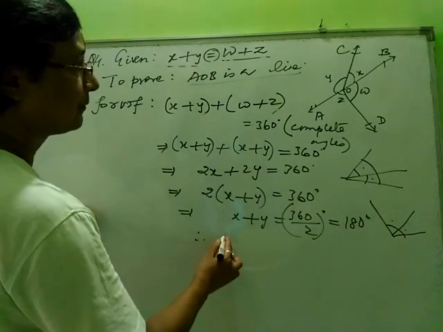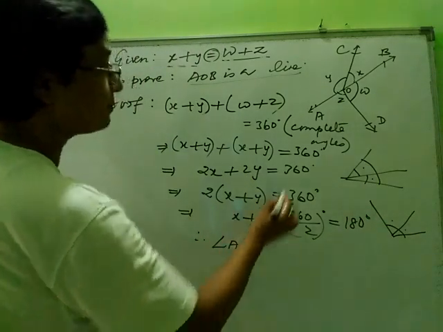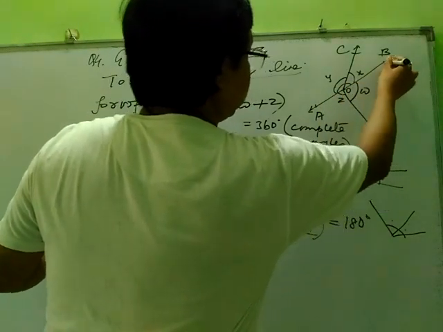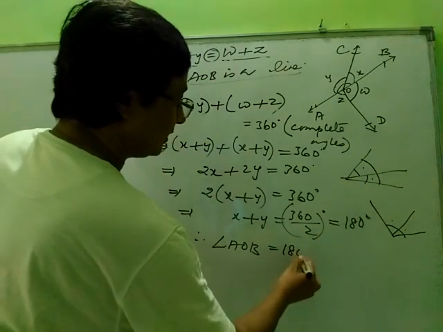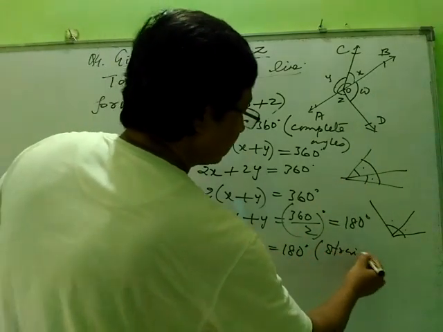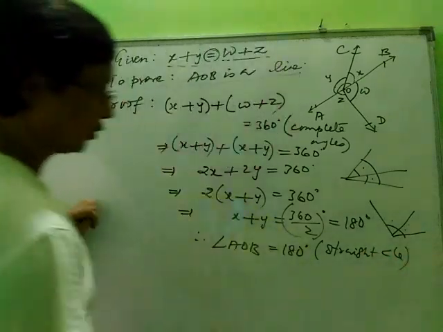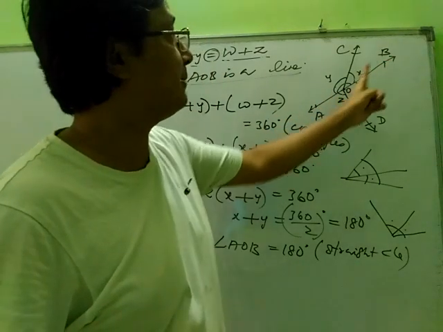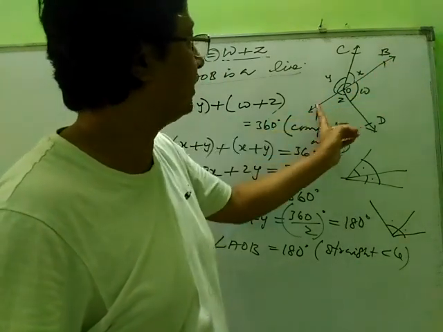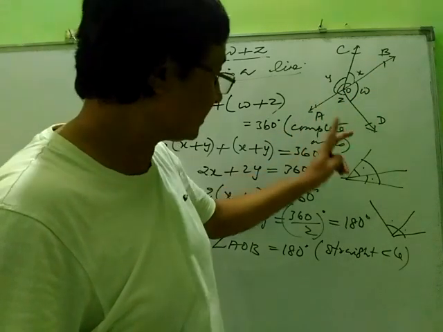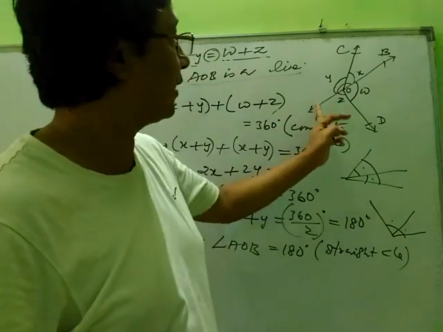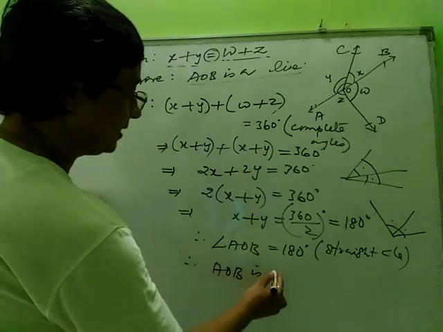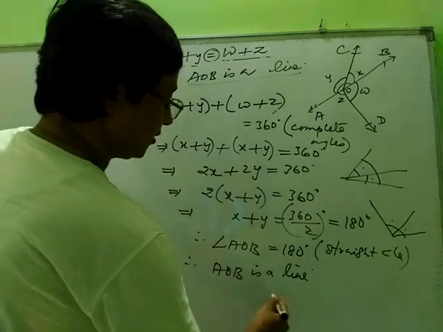Therefore angle AOB, that is x plus y, that is this angle at O, equals 180 degrees. So it is a straight angle. If this is a straight angle, that means all the 3 points lie on the same line, that is, they are collinear points. Since they are straight angles, therefore AOB is a line. So it is proved.